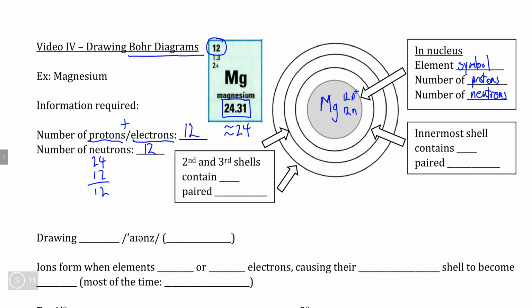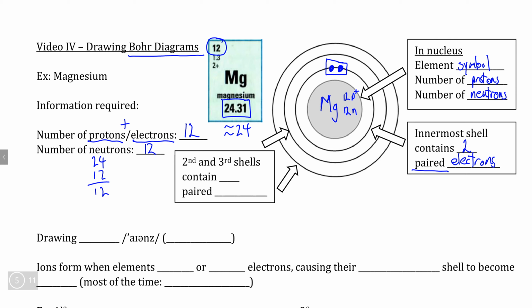Now, the most complicated part of writing a Bohr diagram for an element is how to deal with the electrons, because it depends on which shell the electrons are found in. For example, the innermost shell, the one closest to the nucleus, contains 2 paired electrons. What that means is that because magnesium has 12 electrons, the first 2 electrons we are going to write in the innermost shell like this. And for reasons that you'll learn in future grades, electrons always exist in pairs like this.